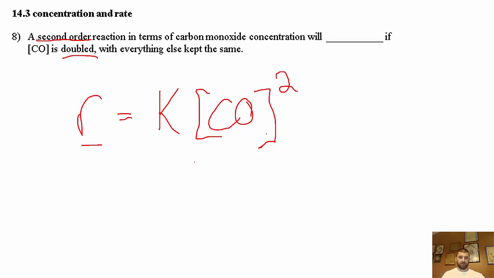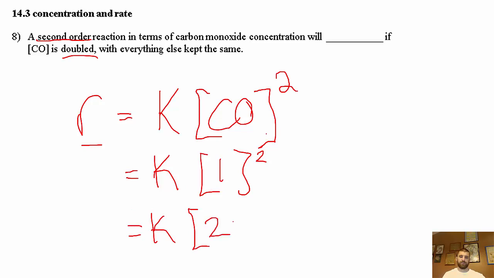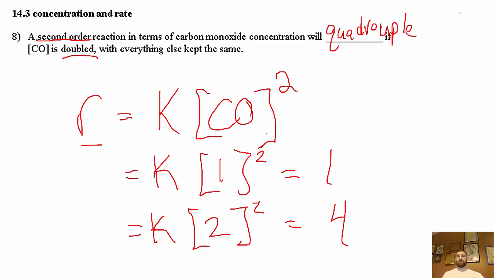Well, let's just plug in some numbers. Let's say it was K and the concentration was 1 squared versus if we were to double its concentration, 2 squared. Well, the rates would equal 1 and 4. So what happens to it? It quadruples. And that is how I'm going to guess you spell quadruple.